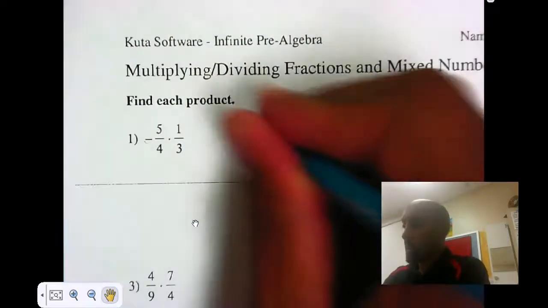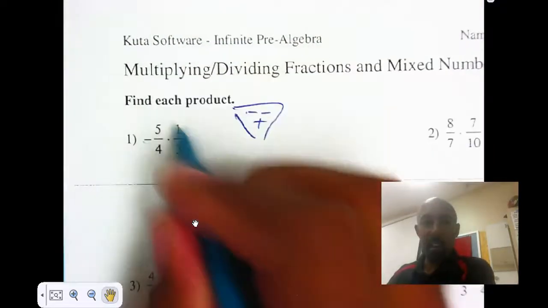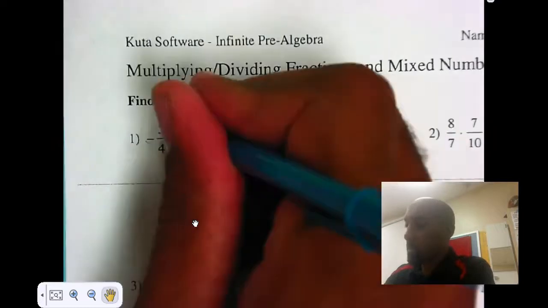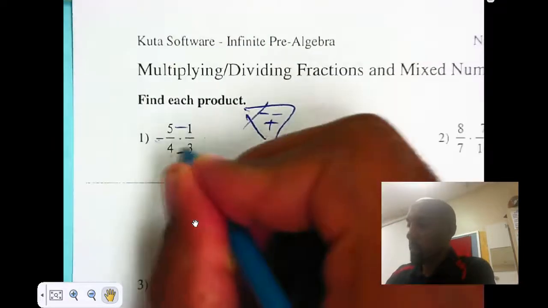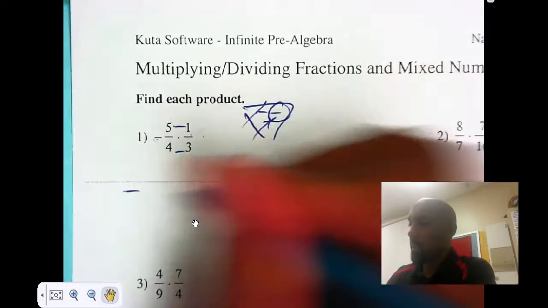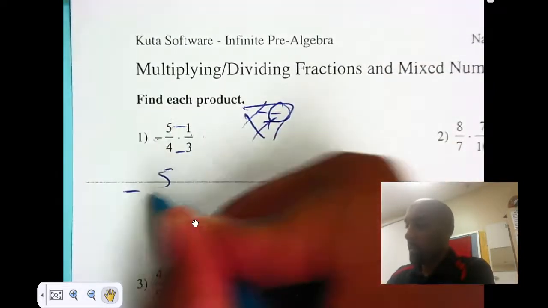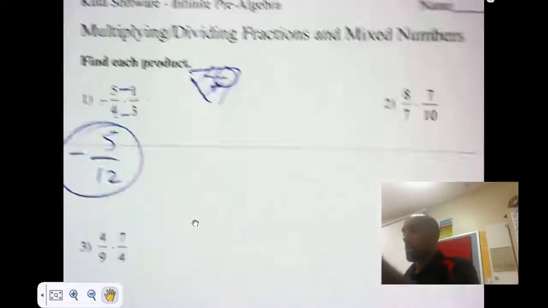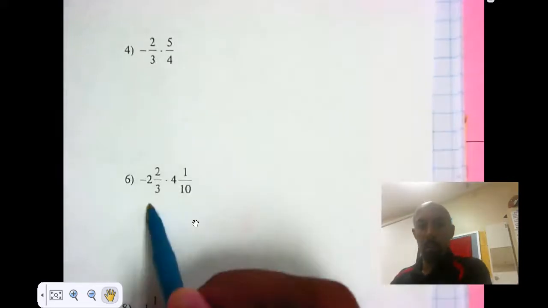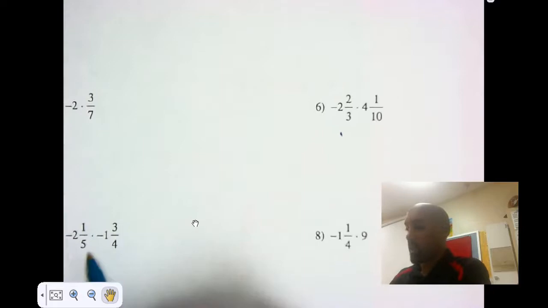Okay, so if I'm working on the worksheet, you notice here, like number 1, I've got a negative, so I'm going to do triangle. Again, if it's just two fractions, we do across. So negative, positive, answer is negative. 5 times 1, 5. 4 times 3, 12, done. Okay. Let's go down here. This is where we convert. Okay, actually let's do this example here.